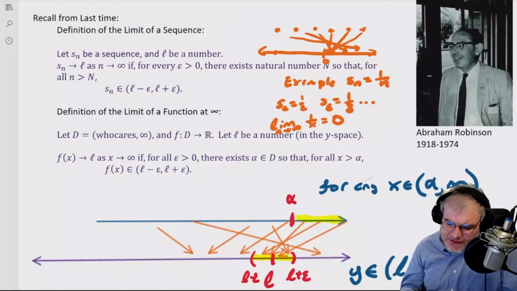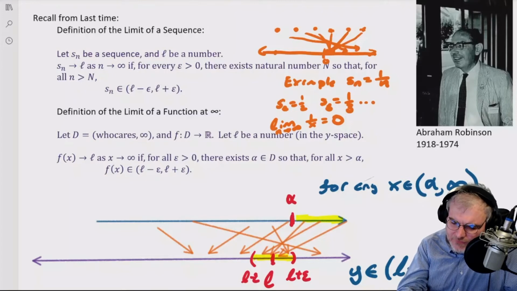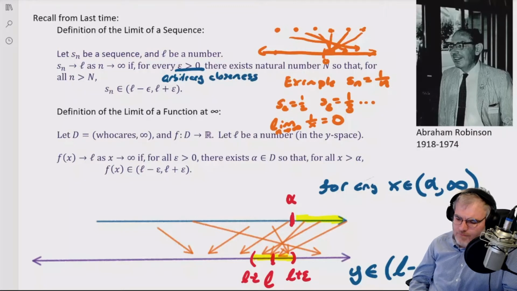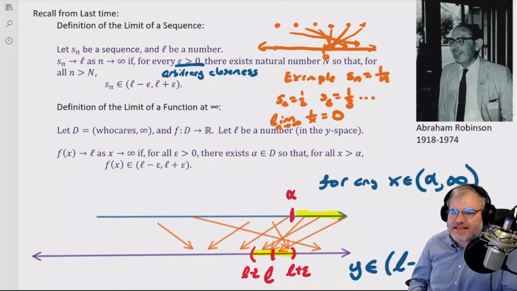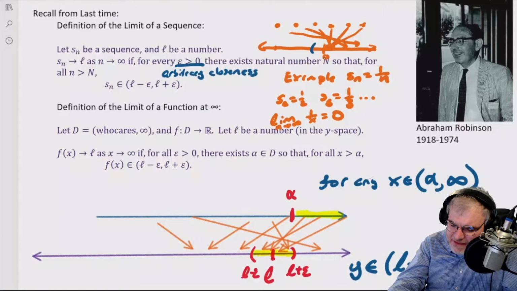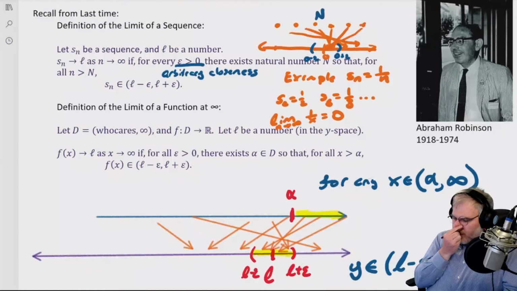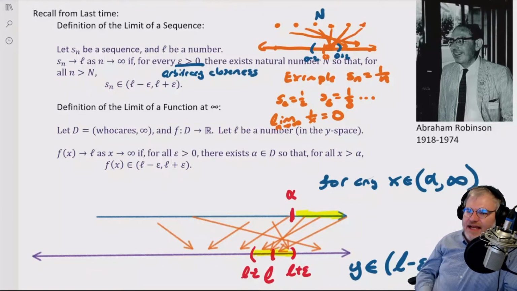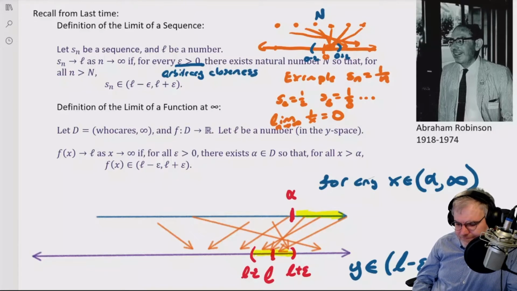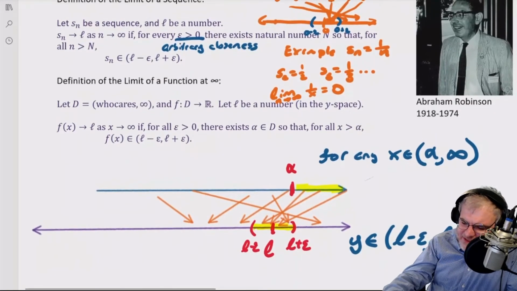So the key to this thing was this idea of an epsilon, of arbitrary closeness. I have this idea that no matter what it is, I'm going to land inside this little bit. So here, I've got 0 minus epsilon, 0 plus epsilon. And this right here is really n. Because every day thereafter, I'm landing inside the thing.